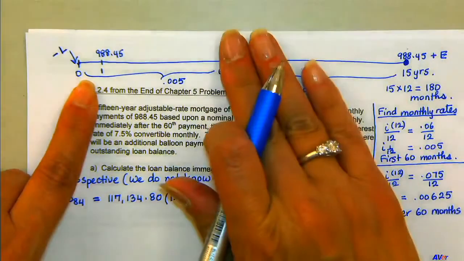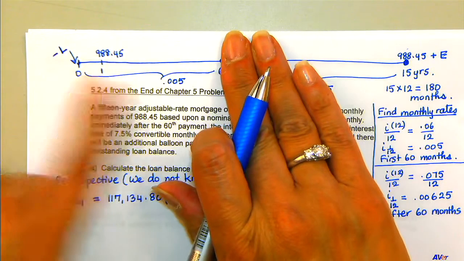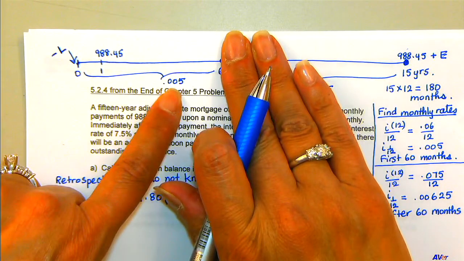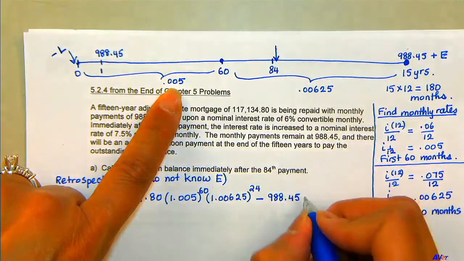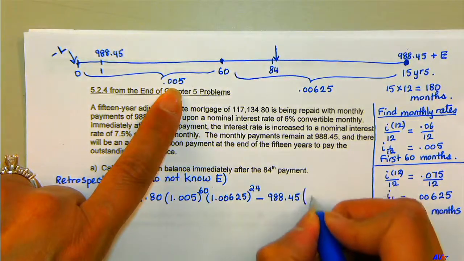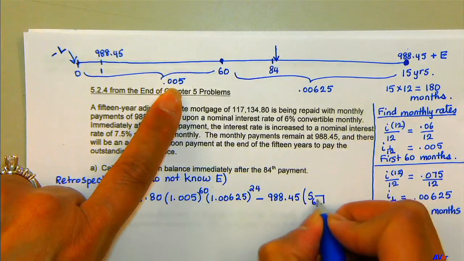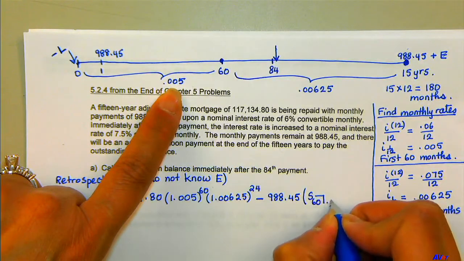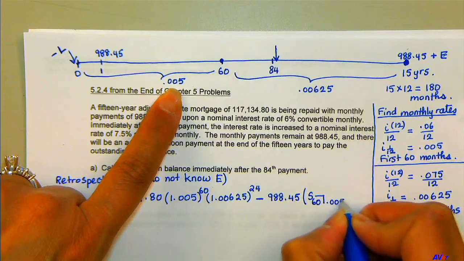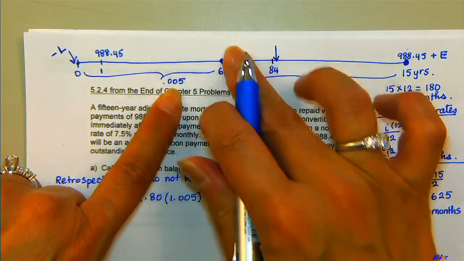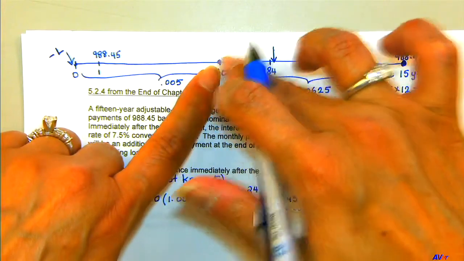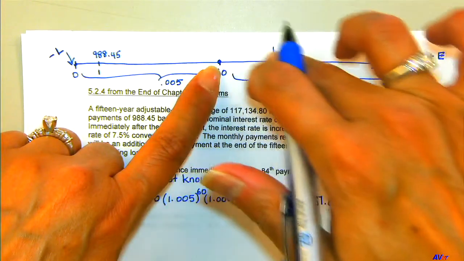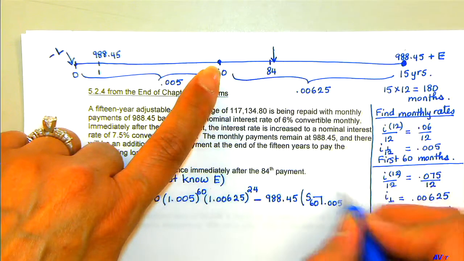Let's do these up to 60 first, right? Because they are at this interest rate, 0.005. So how about 988.45 times s angle 60 at 0.005, and then grow it more. I'm up to here, so I'm talking about these payments up to 60. Let's forecast them 24 years.